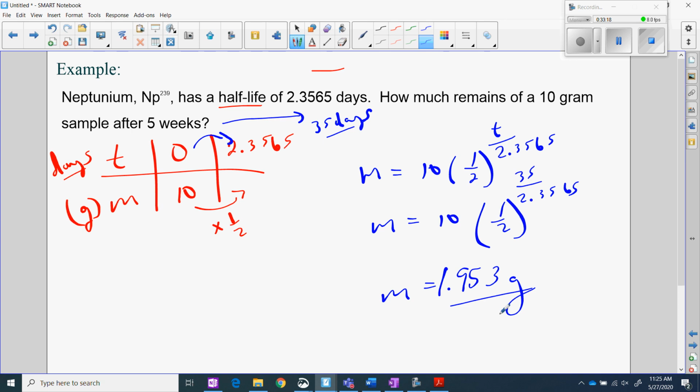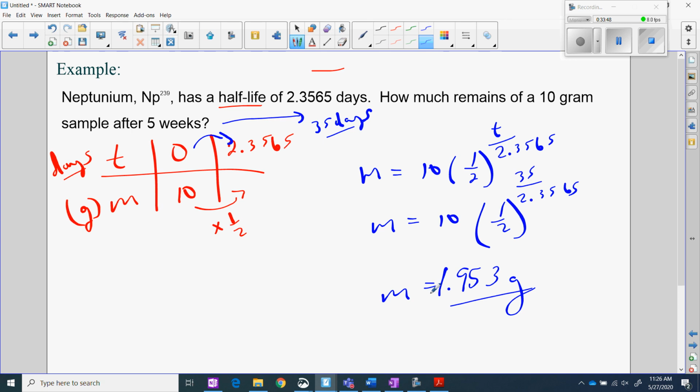I started with 10 grams. Well, at the very least, I have less, which is what should happen because it's decaying. When we're talking about half-life, it's talking about the radioactive element decaying. And I end up with a number that is smaller. After that many days, it should have been half, and I'm at 35 days. So it should be getting smaller and smaller, which gives me a reasonable answer.